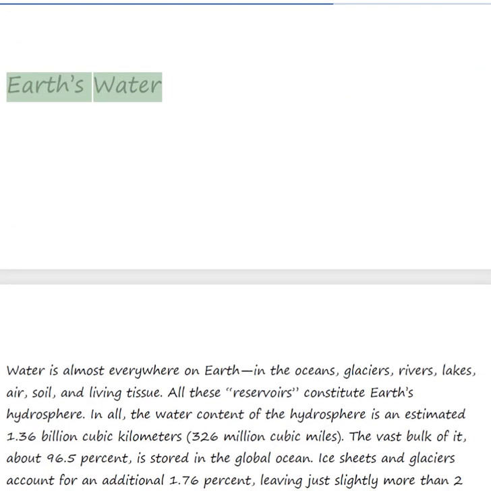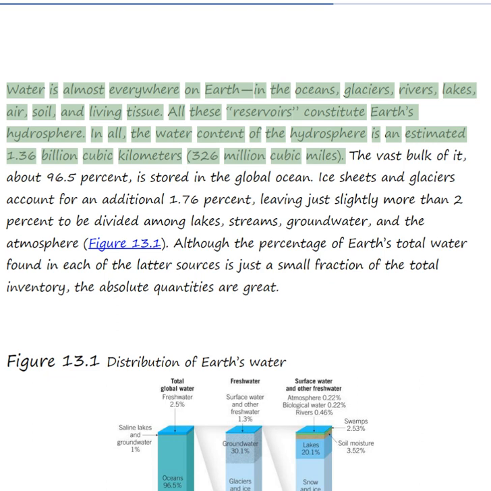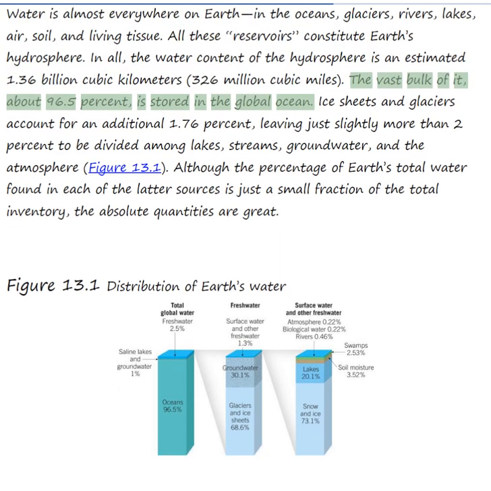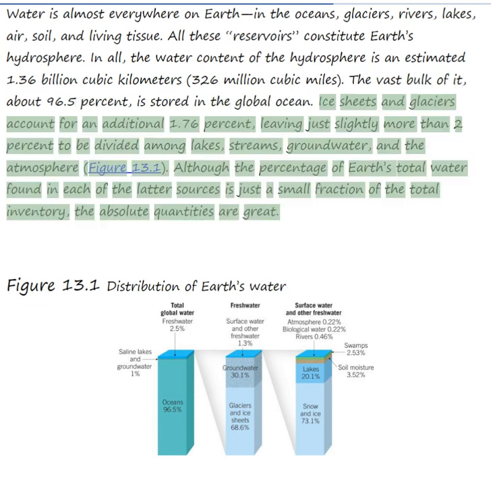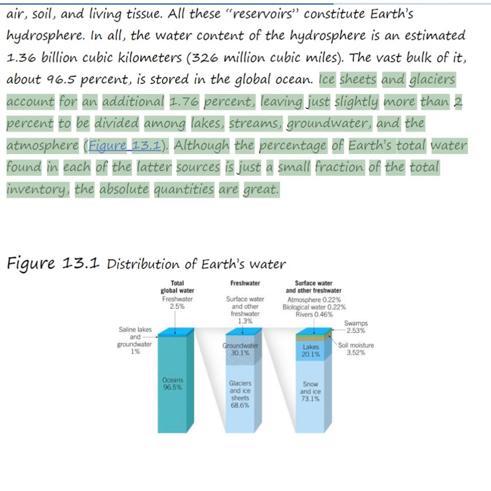Earth's water. Water is almost everywhere on Earth, in the oceans, glaciers, rivers, lakes, air, soil, and living tissue. All these reservoirs constitute Earth's hydrosphere. In all, the water content of the hydrosphere is an estimated 1.36 billion cubic kilometers. The vast bulk of it, about 96.5%, is stored in the global ocean. Ice sheets and glaciers account for an additional 1.76%, leaving just slightly more than 2% to be divided among lakes, streams, groundwater, and the atmosphere.